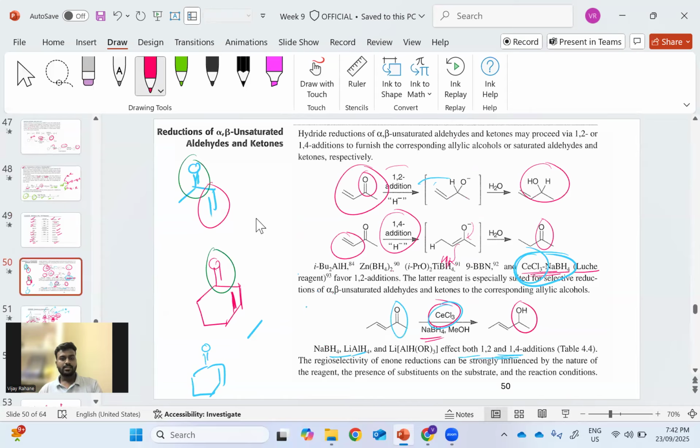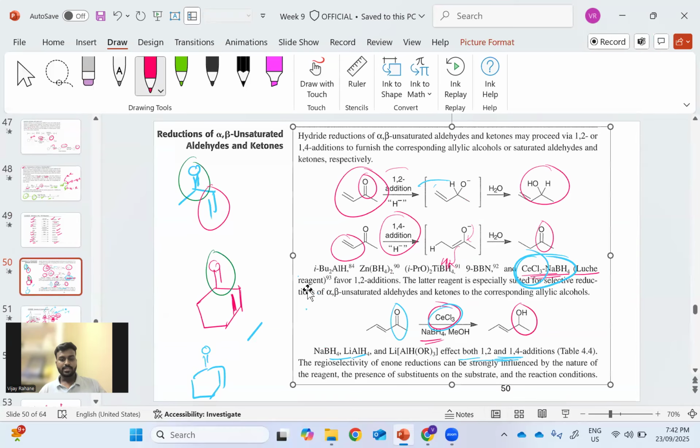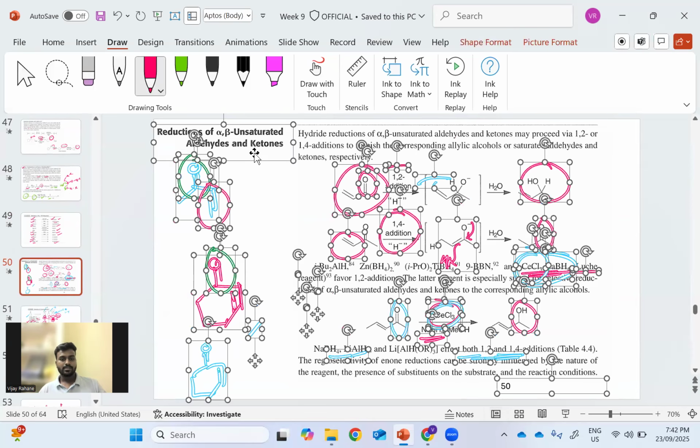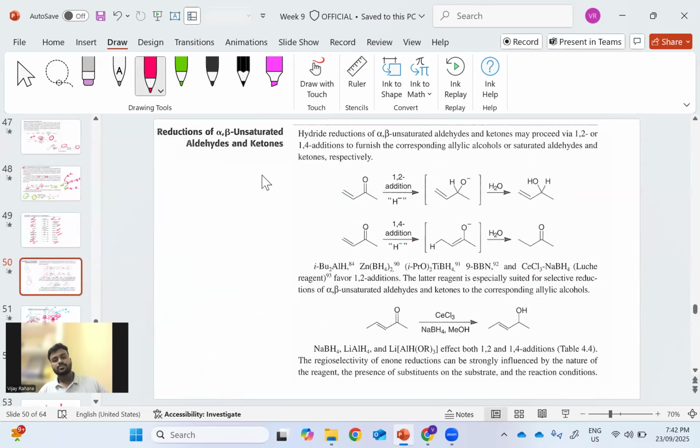Again, one category of compound we generally have is the alpha beta unsaturated ketones or aldehydes. So reduction of such compounds is very important in the day-to-day life of an organic chemist. In this case, some special reagent combinations need to be used. So that reagent combination, particularly reducing reagent combination, we are going to see in this slide.